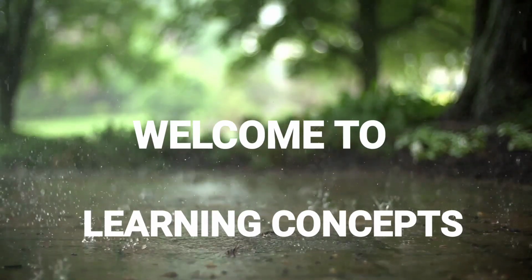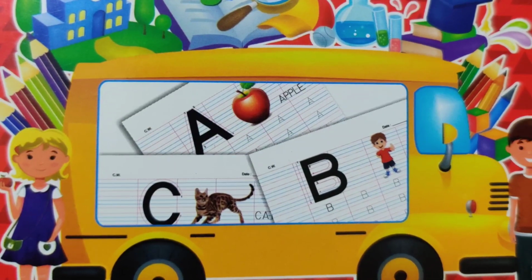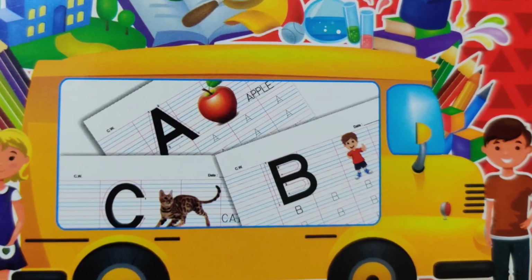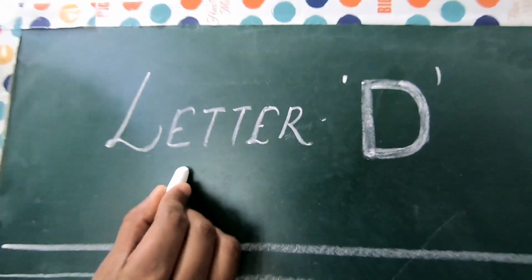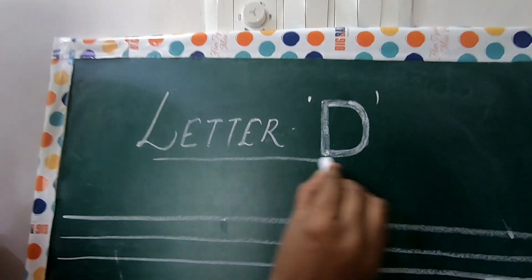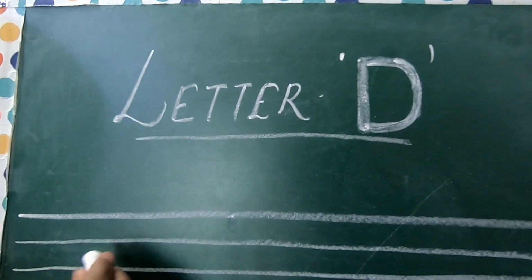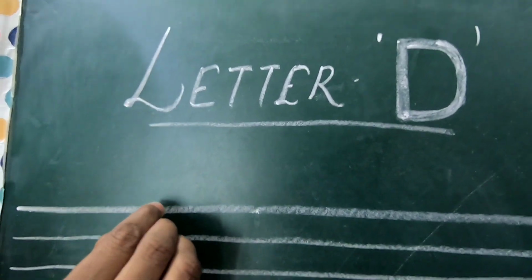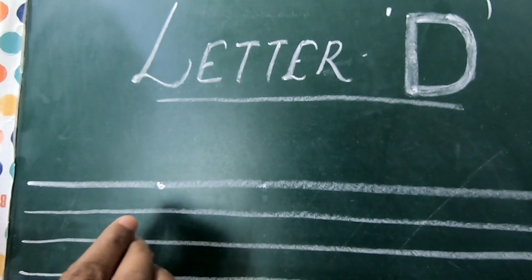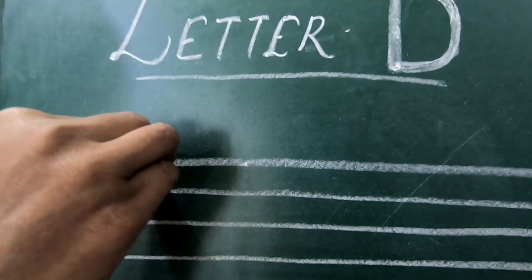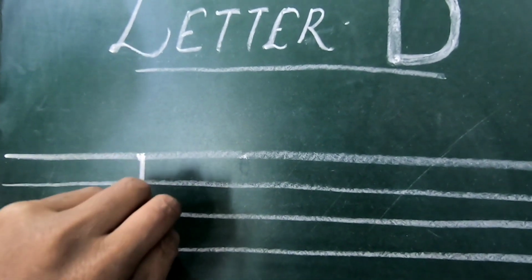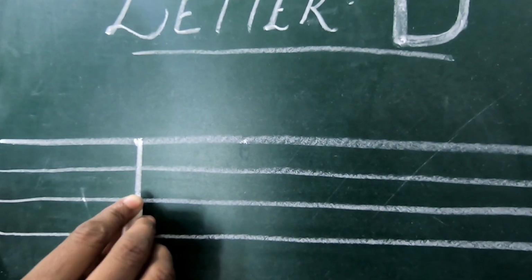So we have already done letters A, B and C, and we are continuing with the other letters. Let us start with the letter D. To write this letter D, we have to make a standing line, and we will start from the front line. Make a dot here and on the base line also a dot, and then join this line. In this way we can make a standing line.